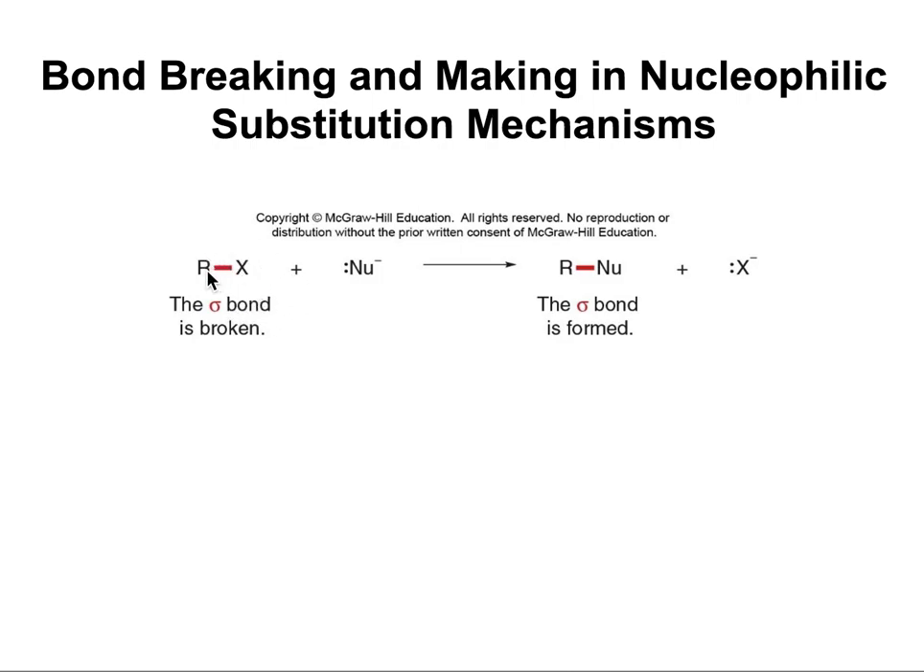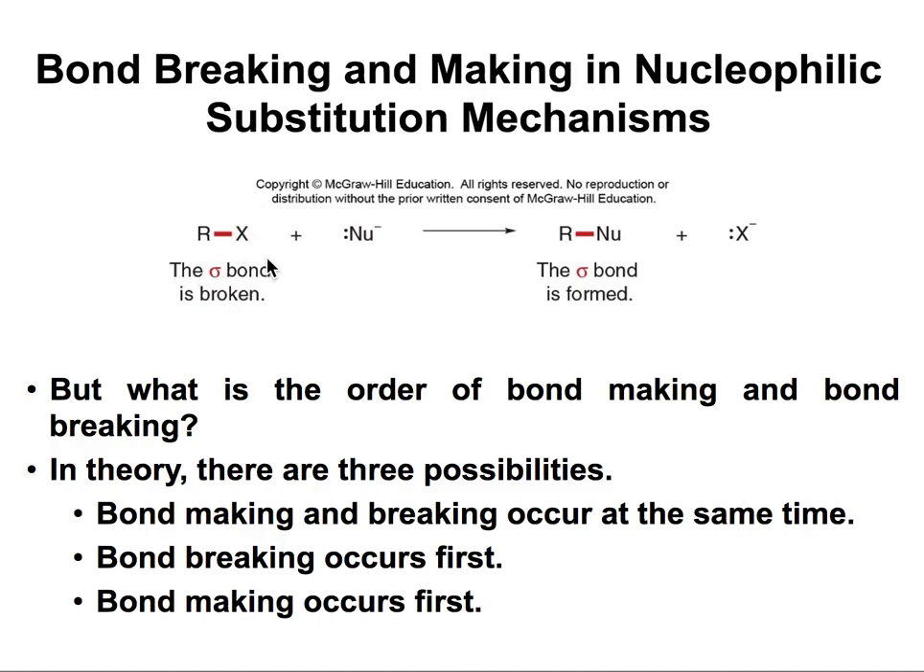During that reaction, this R-X bond is going to break and then a new bond is going to form. And both of those bonds are sigma bonds. What happens is that the nucleophile will attack here the R, and then the leaving group will actually leave. But this, in theory, can happen at three different timings.